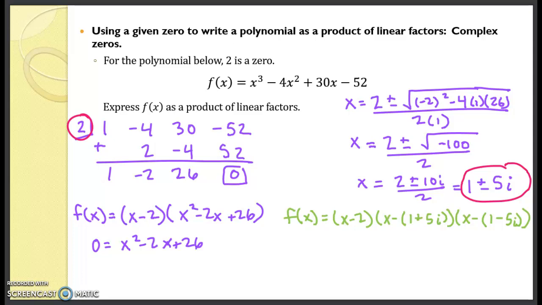So that one is very similar to the other one that I did previously. But now we have imaginary or complex zeros.